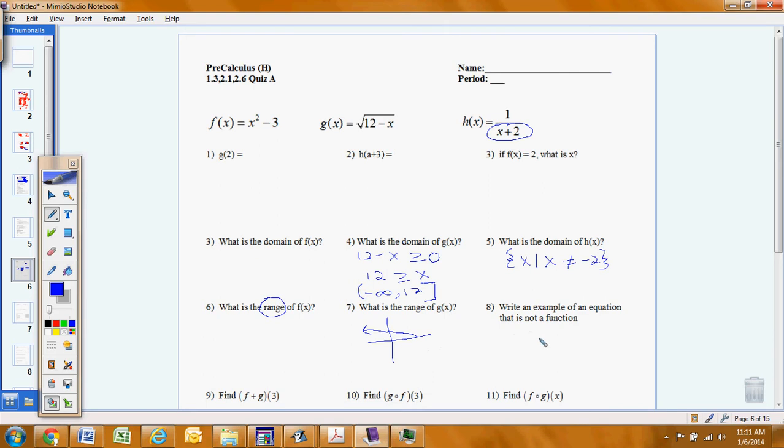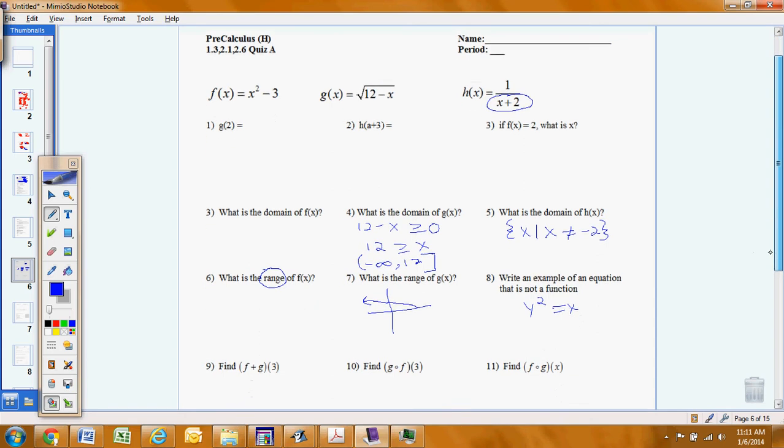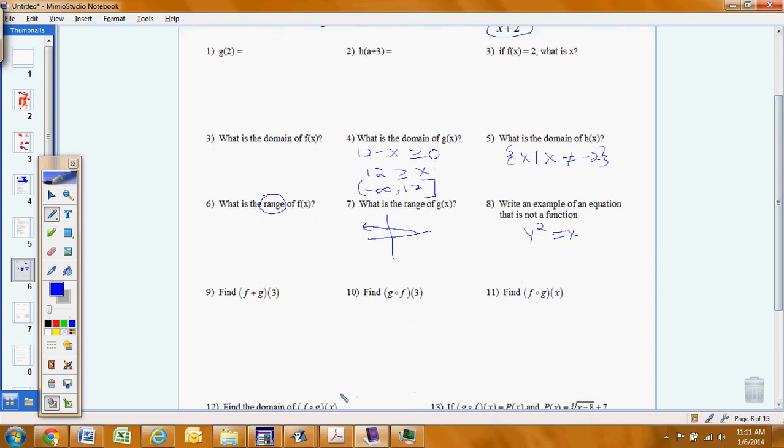Write an example of something that's not a function. That's like anything with a y squared in it. So if we say y squared equals x, that's not a function. Just anything with a y squared in it is not a function. I'm getting ahead of myself now. If I want to get back to the learning target sheet, sorry.